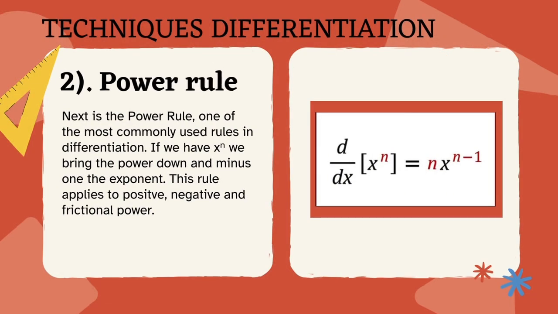Next is the power rule, one of the most commonly used rules in differentiation. If we have x to the power of n, we bring the power down and subtract one from the exponent. This rule applies to positive, negative, and fractional powers.